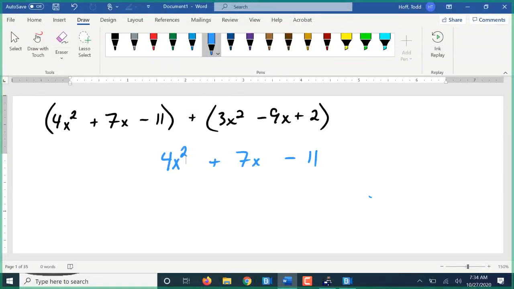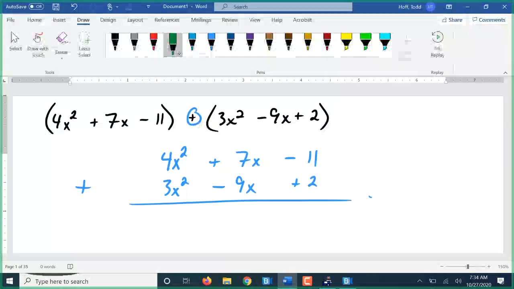So we would rewrite this one, write out our first number, the 4x squared plus 7x minus 11. Then the 3x squared goes under the 4x squared. The negative 9x goes under the positive 7x. And the positive 2 ones goes under the negative 11 ones. And we are adding here.